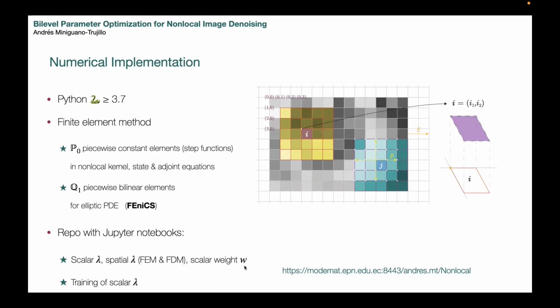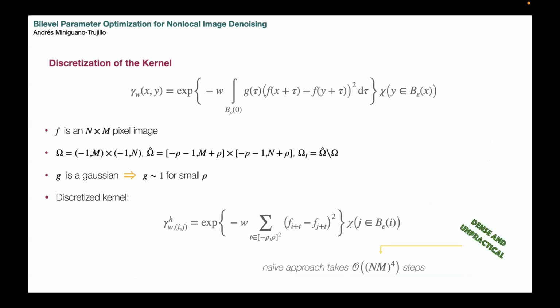We also have a model for training the scalar parameter lambda, in cases where we have a data set of images that are clean, and another that is noisy, and we want to find the best parameter lambda. So the crucial thing here is how to compute the kernel. In the basis that I have mentioned so far, the piecewise constant elements, this continuous expression reduces just to basic pointwise evaluation of the functions involved. In this case, f is the noisy image.